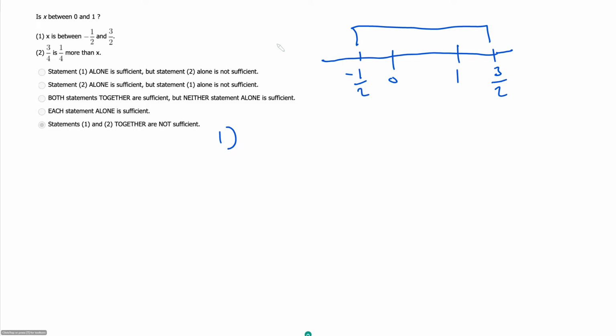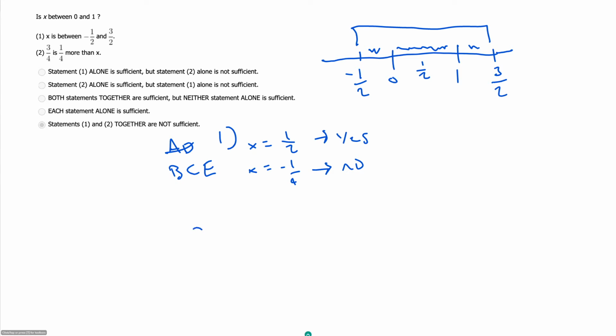And so to answer our question, is x between 0 and 1? Well, this is insufficient because we have some values that are between 0 and 1, anything over here. But we also have values here and here, which are outside our range. And so x could be 1/2, that's within our range, and that would be a yes to our question. X could be over here, though, and x could be -1/4. That would be a no. So once we have a yes and a no to our question, we know this statement is insufficient.